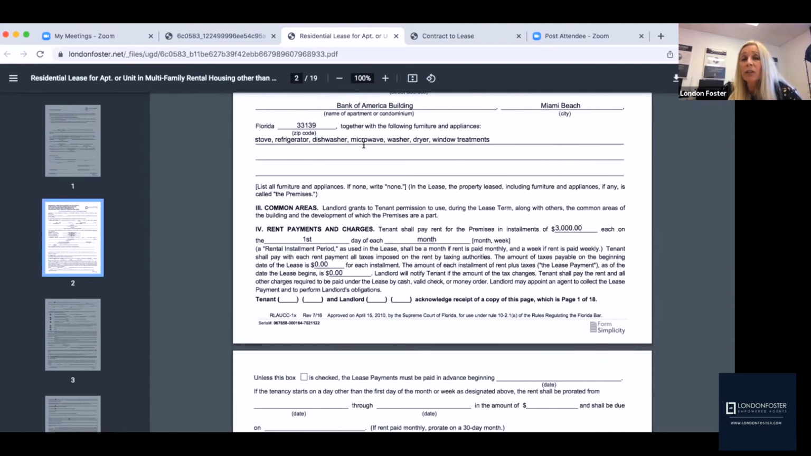Maybe there was a countertop microwave and it wasn't built in, and maybe that microwave belonged to the previous tenant and that tenant was moving. You know, maybe you saw it when the tenant was there. So just make sure that everything is in there, everything is going to stay.